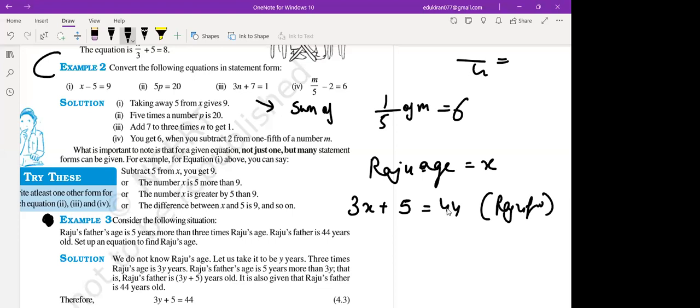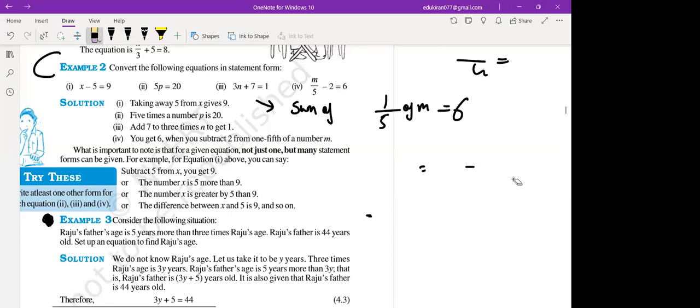Ma'am, the X, we can still use any letter, right? Yeah, you can use any letter. So from here, will you find the value of Raju's age? Clear? Yes, ma'am. Wait, I'm just doing it again in case anyone is facing difficulty.